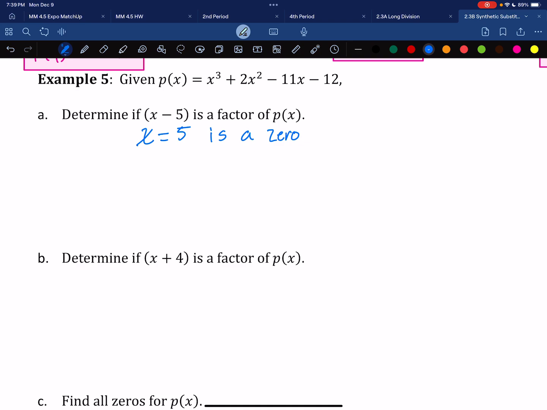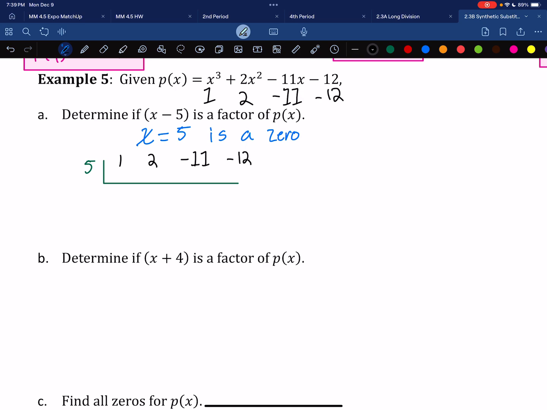Okay, and it's important to remember that our factor was x minus 5, but the x we're going to use to solve this equation is positive 5. Just keep that in mind. When your factor is x minus a number, or x minus 5, that means your 0 is 5, the opposite. So we would do 5 on the outside. And our coefficients, I have 1, 2, negative 11, and negative 12.